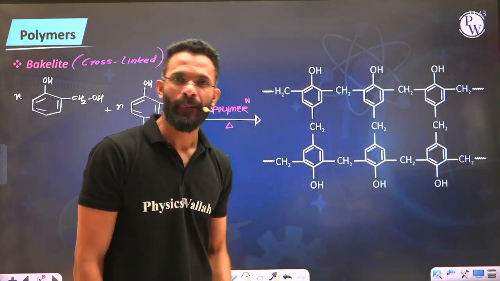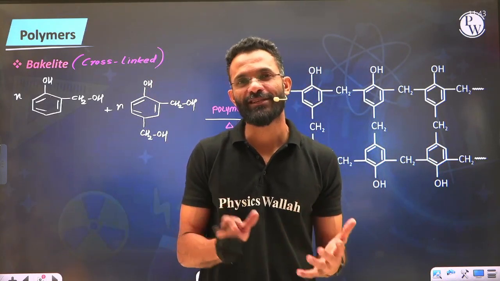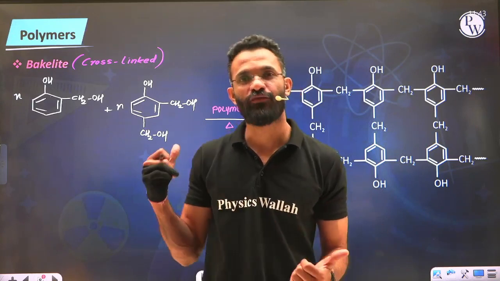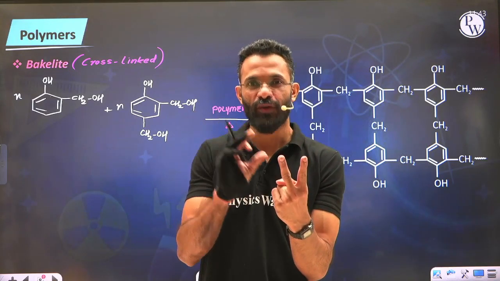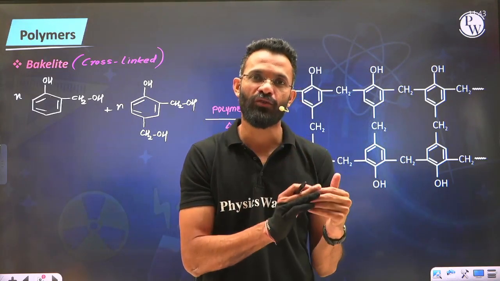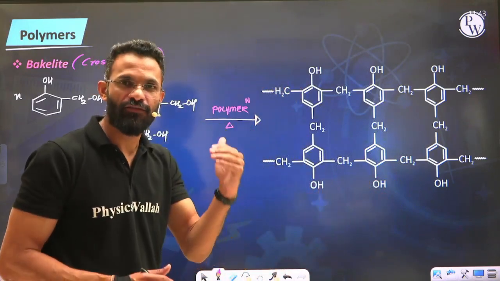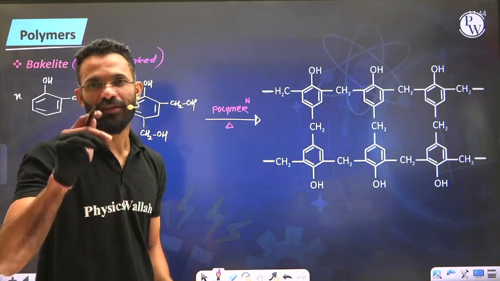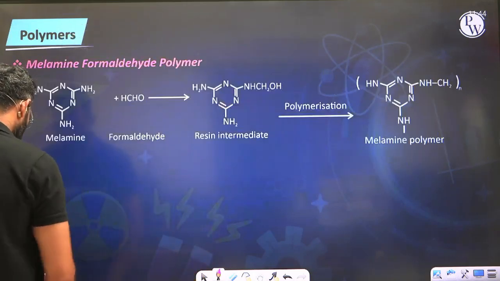So guys, another type of condensation polymer, that is, the condensation polymer of formaldehyde and related polymers. So far we saw two examples of formaldehyde polymers with phenol, one of which is linear, called novolac, and the other is cross-linked, called bakelite. Now formaldehyde also forms a condensation polymer with melamine. So what is melamine? You will see everything on your screen right here.